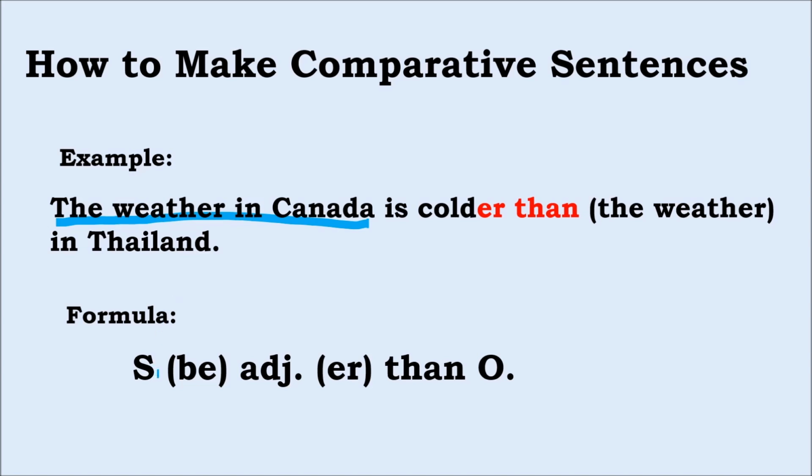We need a form of be. What forms of be can you think of? Am, is, are. Right. Am, is, and are are the forms of be for present tense. Because weather is a fact, then we use present tense. And is is a singular form of the verb because weather is an uncountable singular noun. After that we have the adjective cold plus er and than, and for every sentence that is comparative, we need an object. Here, the object is in parentheses, and it can be deleted.